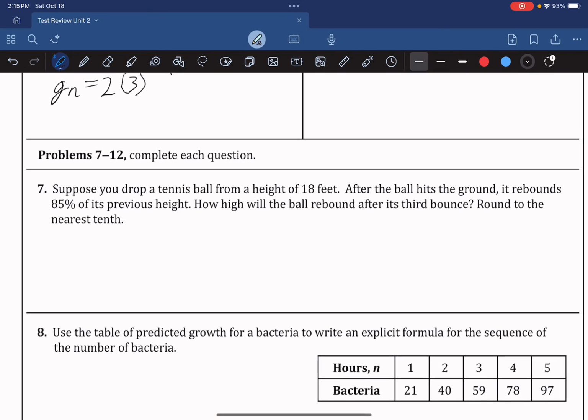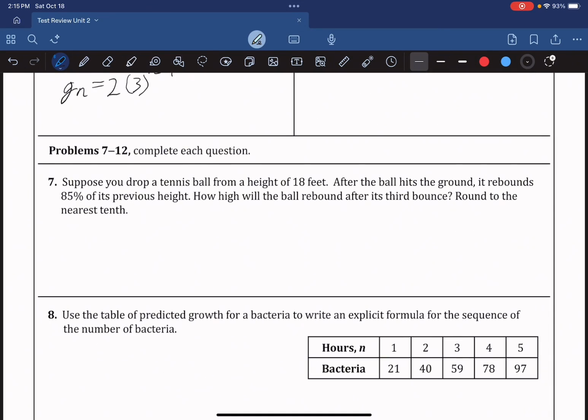Okay. Suppose you drop a tennis ball from a height of 18 feet. Once after the ball hits the ground, it rebounds to 85% of its previous height. How high will the ball rebound after its third bounce? Okay, so a thing that a lot of people get tricked up on is whether this 18 is your g of 0 or if that's your g of 1, right?